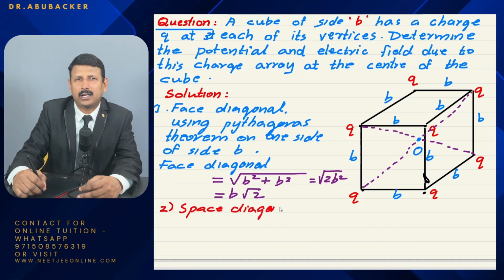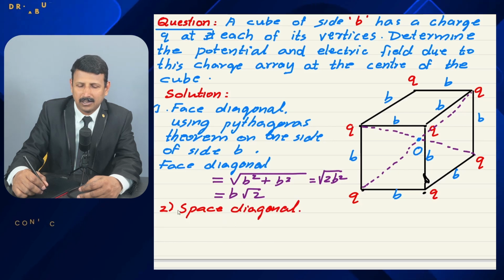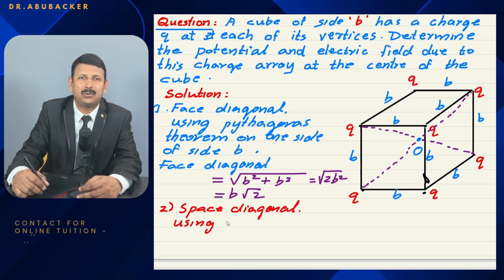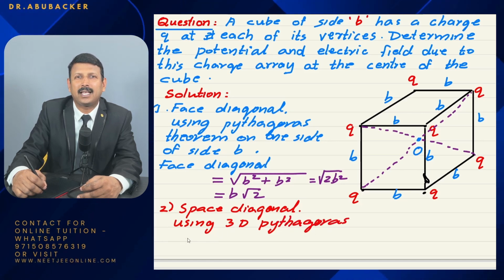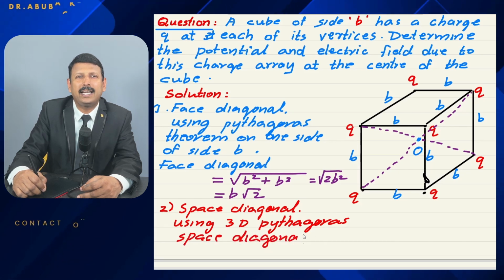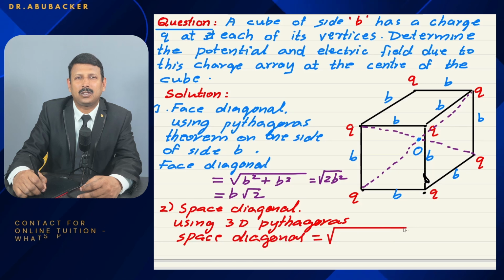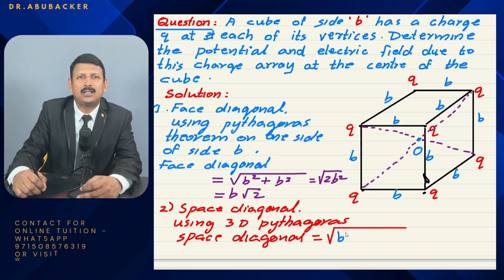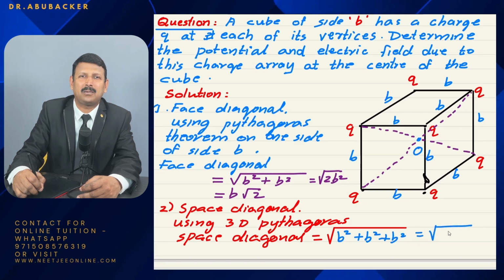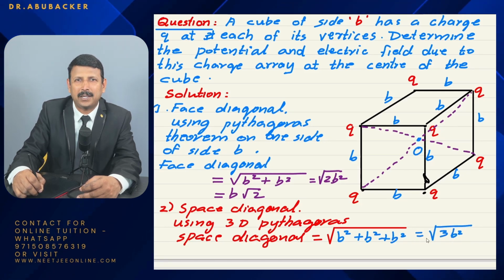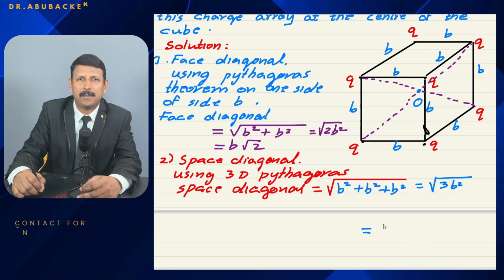What we actually require now is the space diagonal. I know this is very new to everyone because you have not studied this. Just Google it to understand more about the space diagonal. Space diagonal means the diagonal inside, for the 3D dimension. Using 3D Pythagoras, the space diagonal is equal to square root of B square plus B square plus B square. 3 times will come, so square root of 3B square. This time also B comes outside, equal to B square root 3.